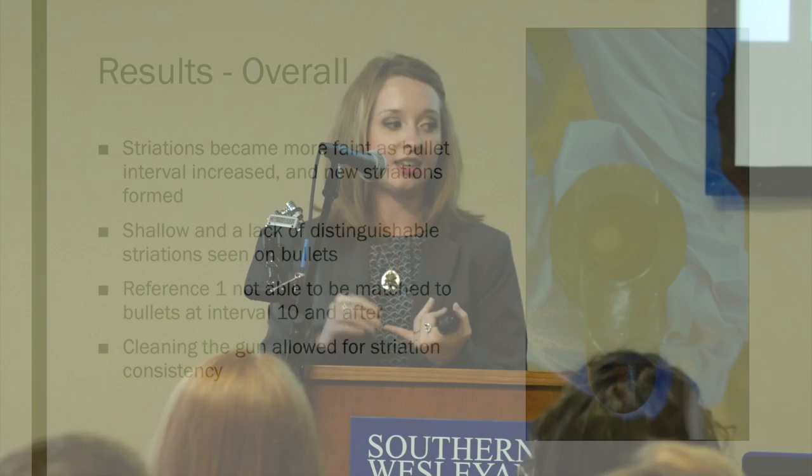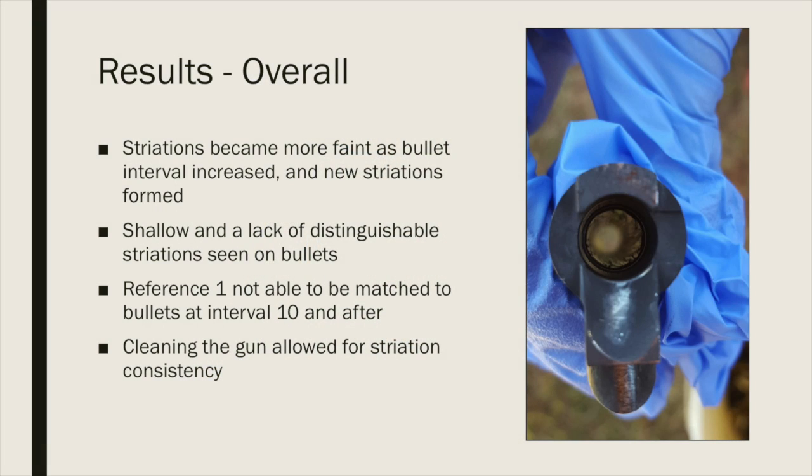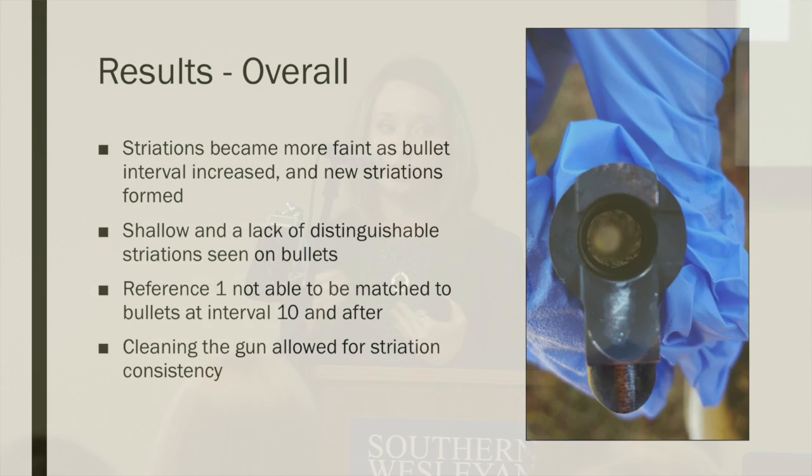So the results overall, just to put it all together: the striations became more faint as we went up in bullet interval, and at the same time, newer striations formed. Due to this, reference 1 was not able to be matched back to interval 10 and anything after that. Then, as I said, the striations were rather shallow, which did not allow IBIS to do their comparison.